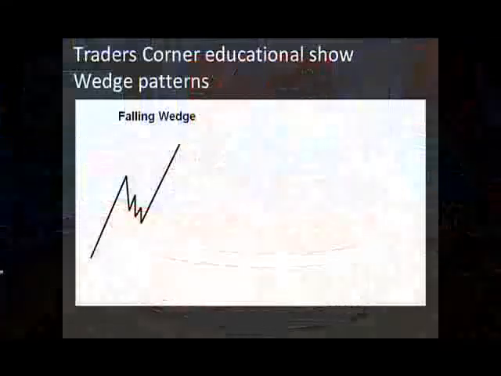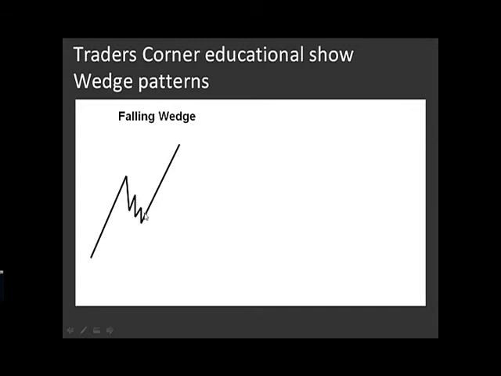Now a falling wedge pattern typically occurs in a rising trend. That's the important thing to remember. So it's a little bit like the flag structure in some respects, except that the boundaries of the wedge are not parallel like they were with the flag structure. They're actually slightly pointing towards one another. So there you can see a good example of a falling wedge pattern.